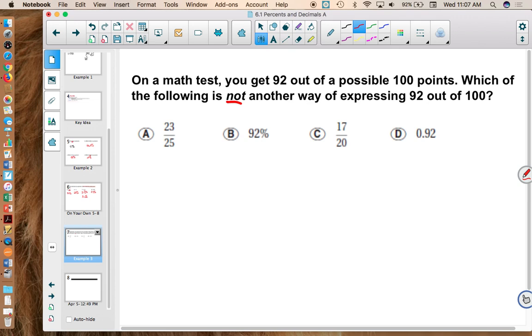Showdown. A, B, C, or D. Don't look at others. Vote for yourself. Good. That one is not showing 92%. What percentage is that one? Anybody know? 85. 85%? Yeah. Okay, so that one is not correct.